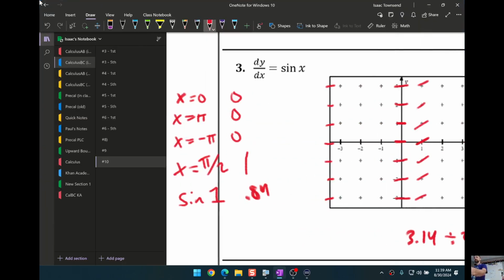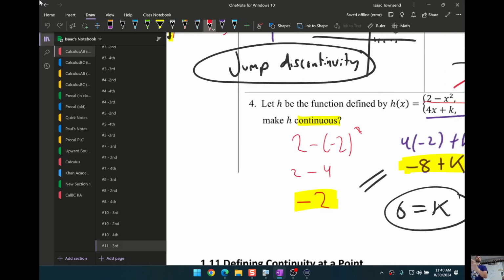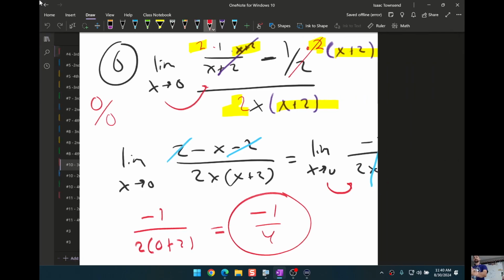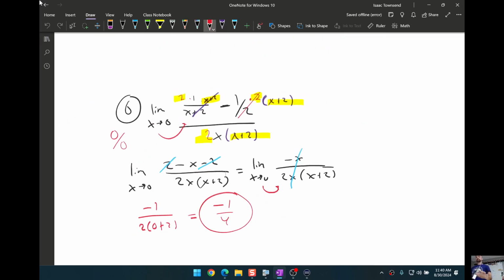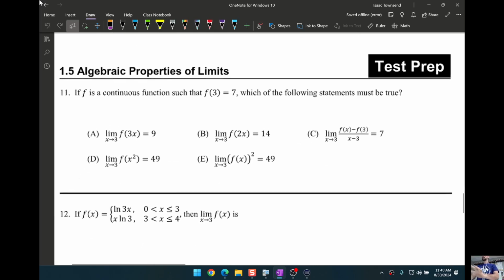And was there anything from assignment 10 that I can help on? Yeah, 11. No, assignment 10. Question 11 on assignment 10. Okay. Is that this one? Okay, that's a good one.